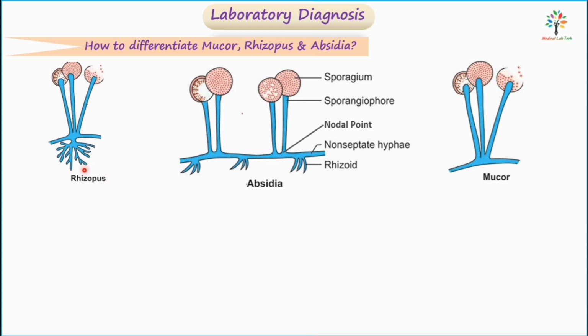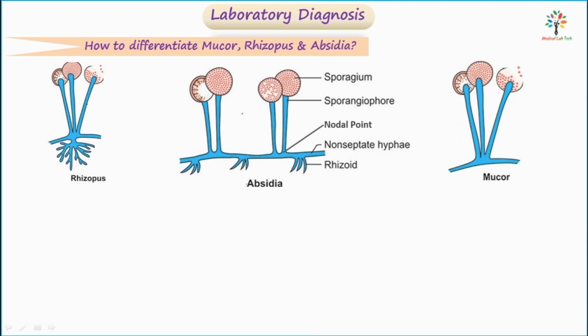In case of Rhizopus, the rhizoids develop just below the nodal point. In case of Apophysomyces, the rhizoids are not developed just below the nodal point, so they are called internodal rhizoids. In case of Rhizopus, the rhizoids are known as nodal rhizoids. In case of Apophysomyces, the rhizoids are known as internodal rhizoids. Rhizoids are the only difference to identify Rhizopus and Apophysomyces. Everything is the same except the rhizoid.